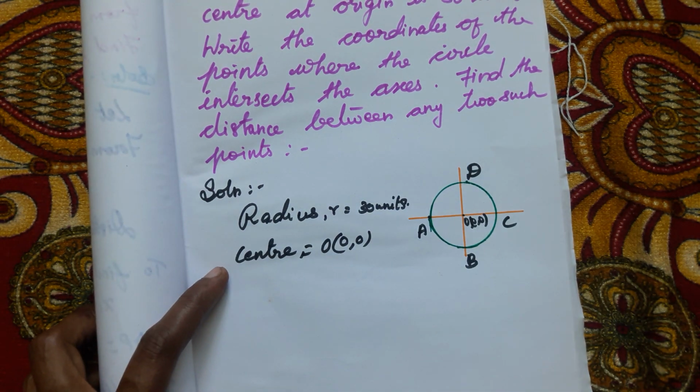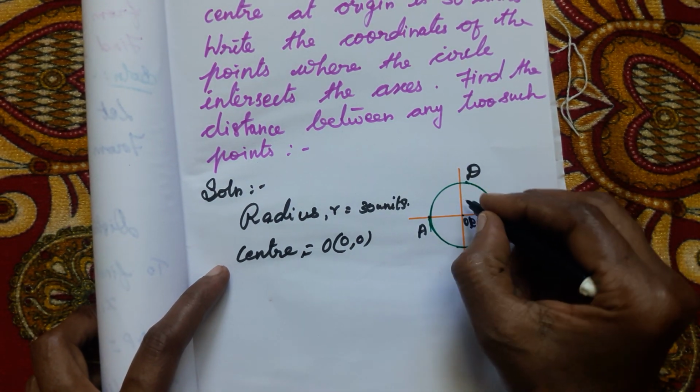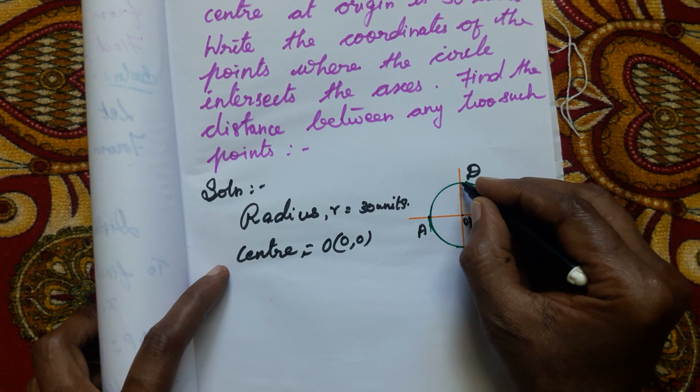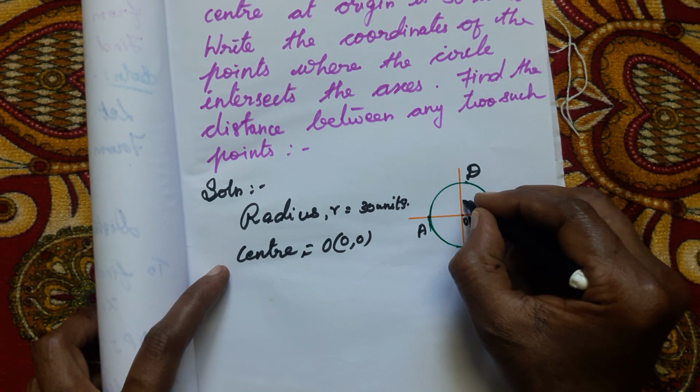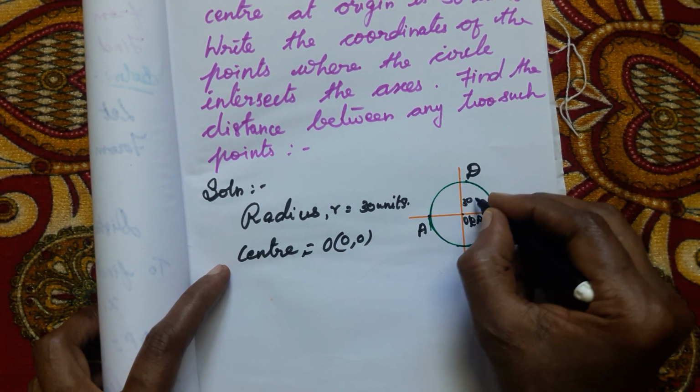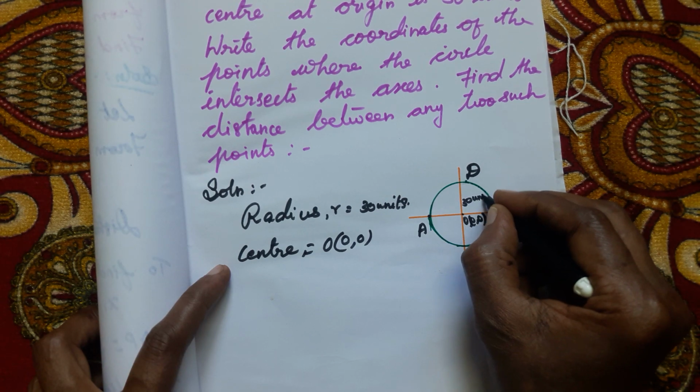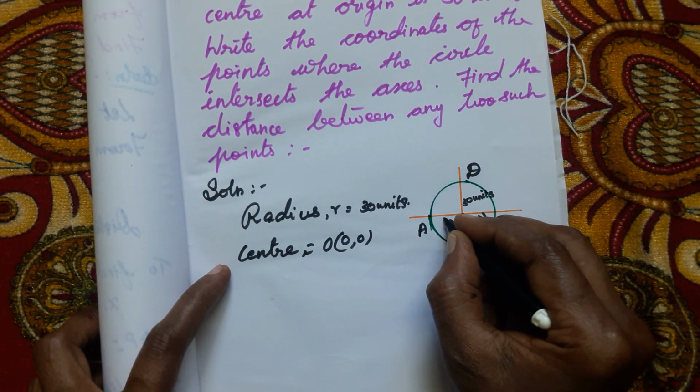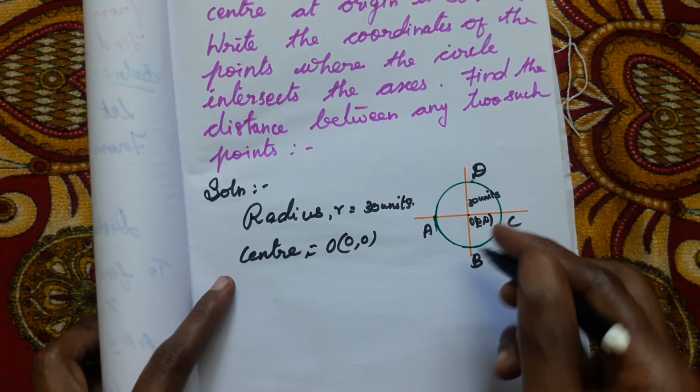So, the radius is 30 units as given. So OD is equal to 30. Here also 30 units. This also 30 units. Everything is 30 units.